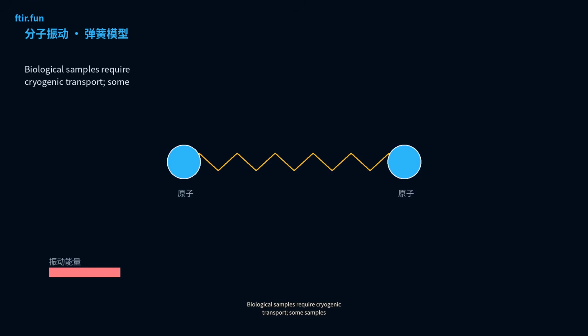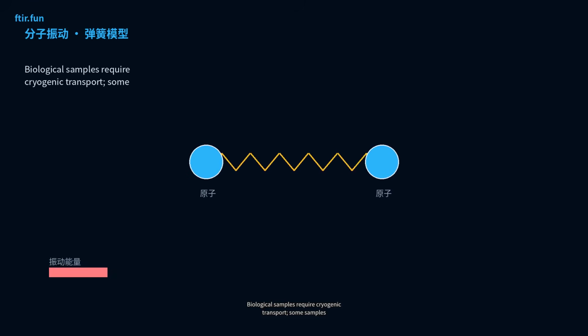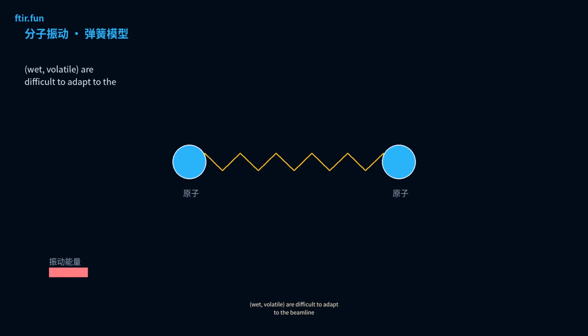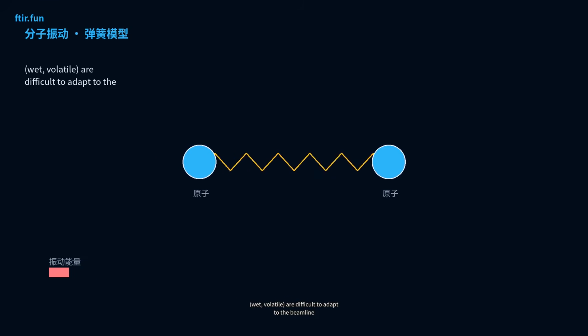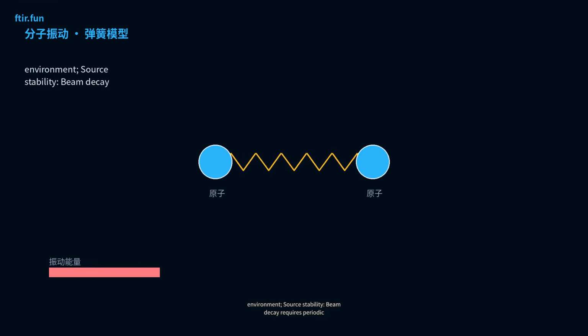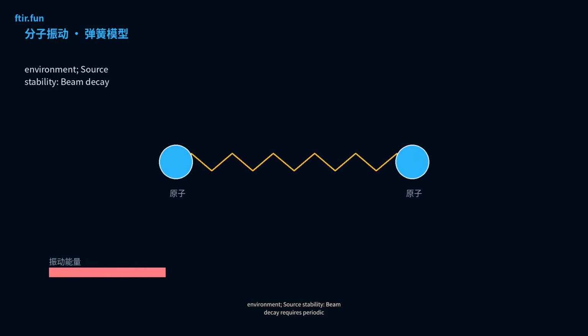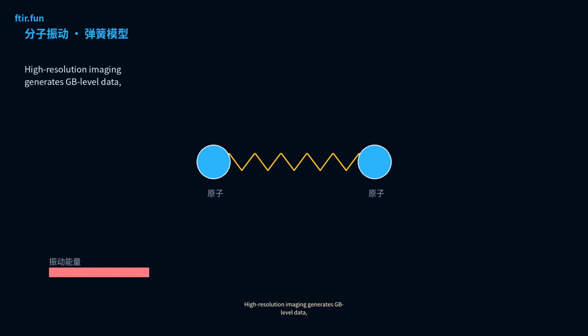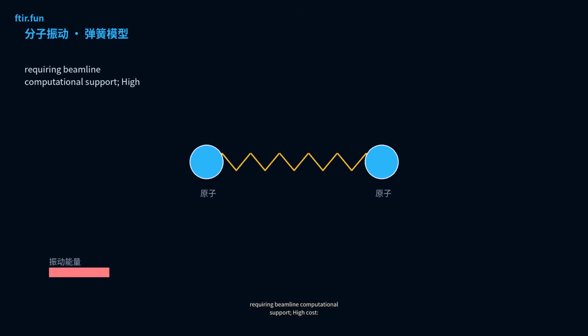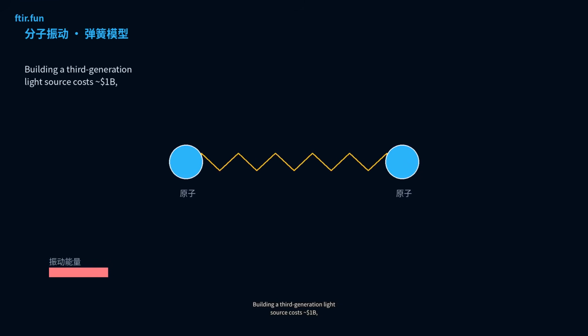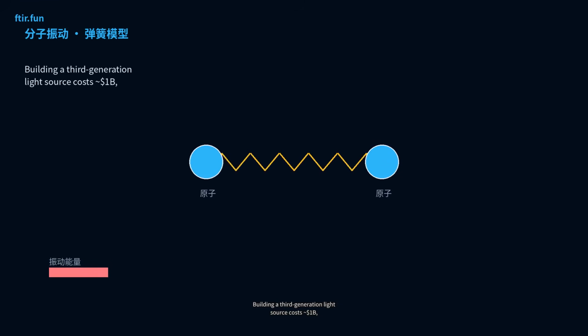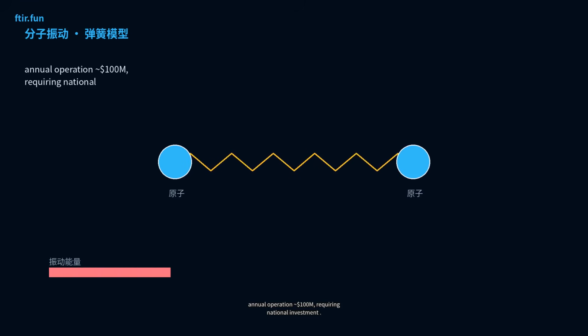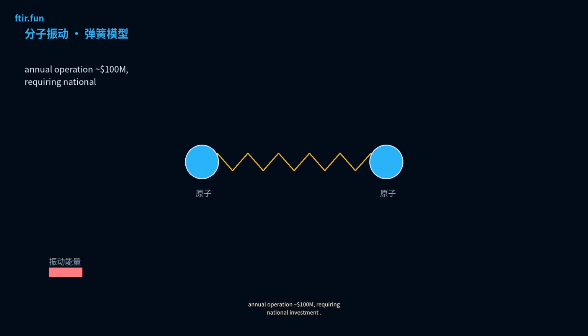Sample transport. Biological samples require cryogenic transport. Some samples, which are volatile, are difficult to adapt to the beamline environment. Beam stability. Beam decay requires periodic top-up. Top-up mode can mitigate this. Data volume. High-resolution imaging generates GB-level data, requiring beamline computation support. High cost. Building a third-generation light source costs about $1B. Annual operation costs about $100 million, requiring national investment.